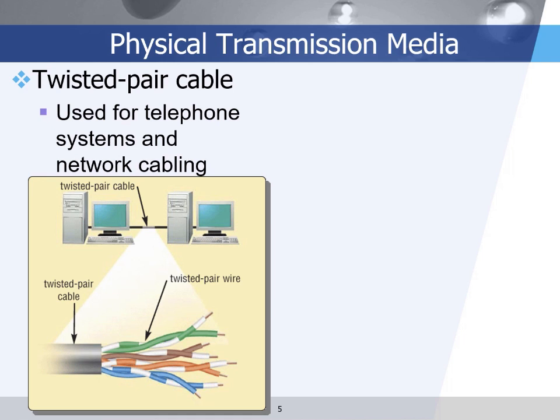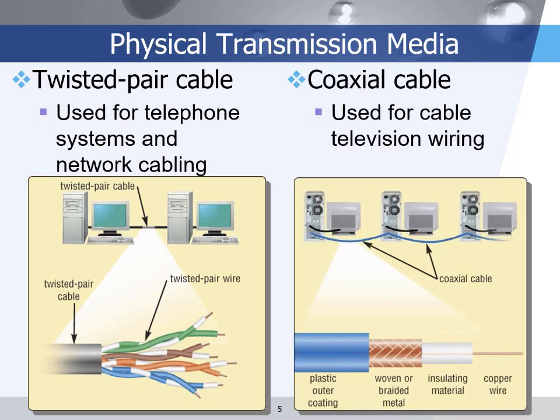The first pretty common physical transmission medium is the twisted pair cable, or we can call it network cable. It is usually used to connect computers or telephones. This figure shows you what the twisted pair cable looks like. There are several twisted pair wires inside the cable. The coaxial cable is used to connect televisions. You can also use this type of cable to connect computers, but you need some special network card.